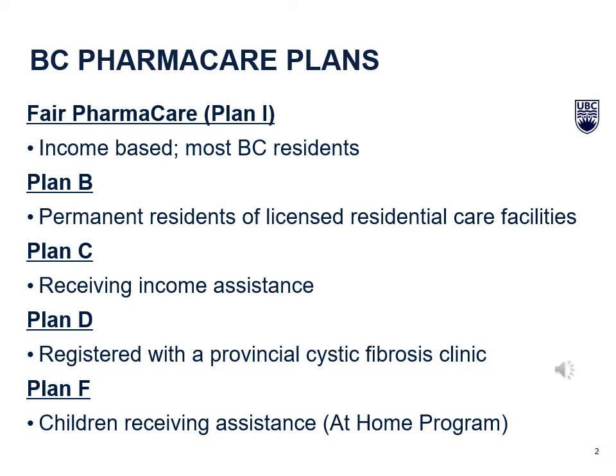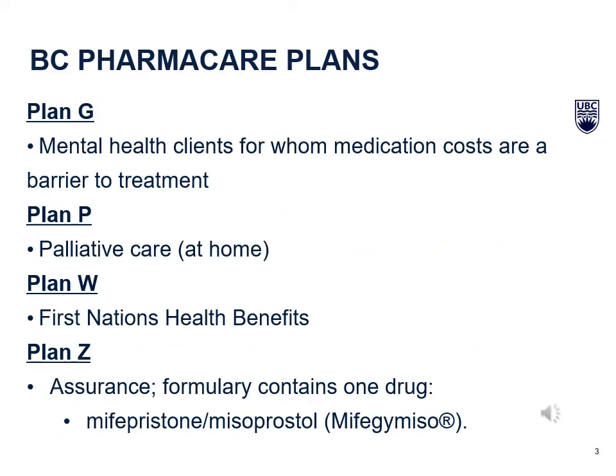Plan D is for patients who are registered with a provincial cystic fibrosis clinic. Plan F is for children who are receiving assistance through the at-home program. Plan G is for mental health clients for whom medication costs are a barrier to treatment. Plan P is for palliative patients who are receiving care at home. Plan W is for patients who are receiving First Nations health benefits.